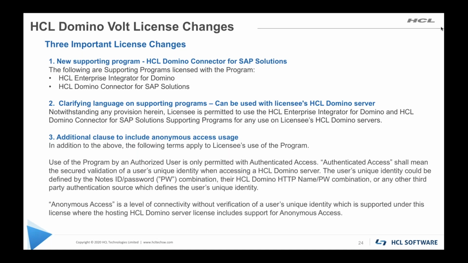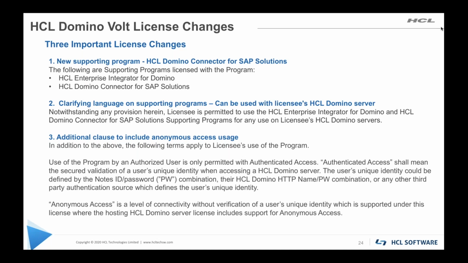And then we have a handful of Domino Volt license changes. The first one is a new supporting program. In addition to Enterprise Integrator for Domino, which was included as a supporting program for 1.0, we've added the HCL Domino connector for SAP solutions, which is very exciting. We also had some feedback from the 1.0 release from both our BPs and customers about language around the supporting programs, and what you can and can't use them with. So we wanted to provide some clarity around that.